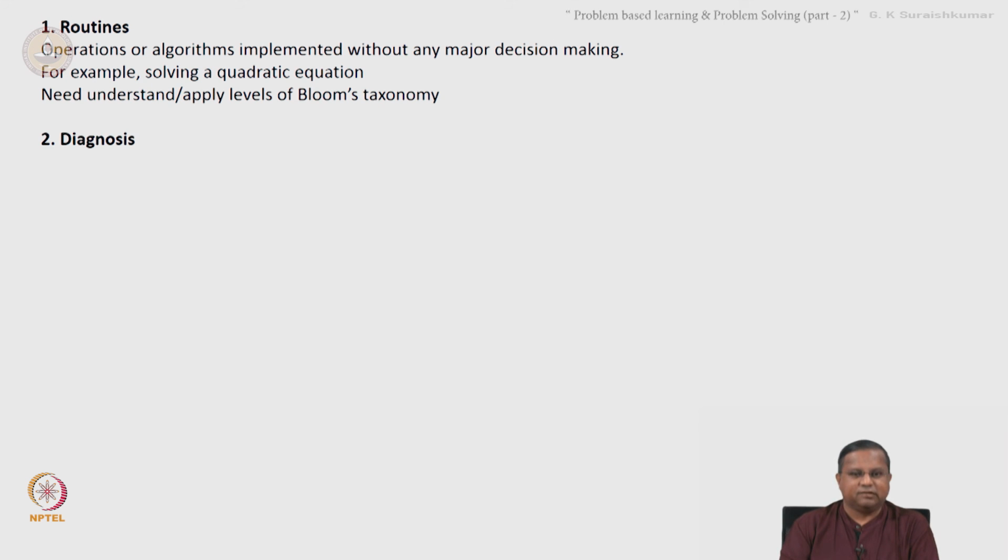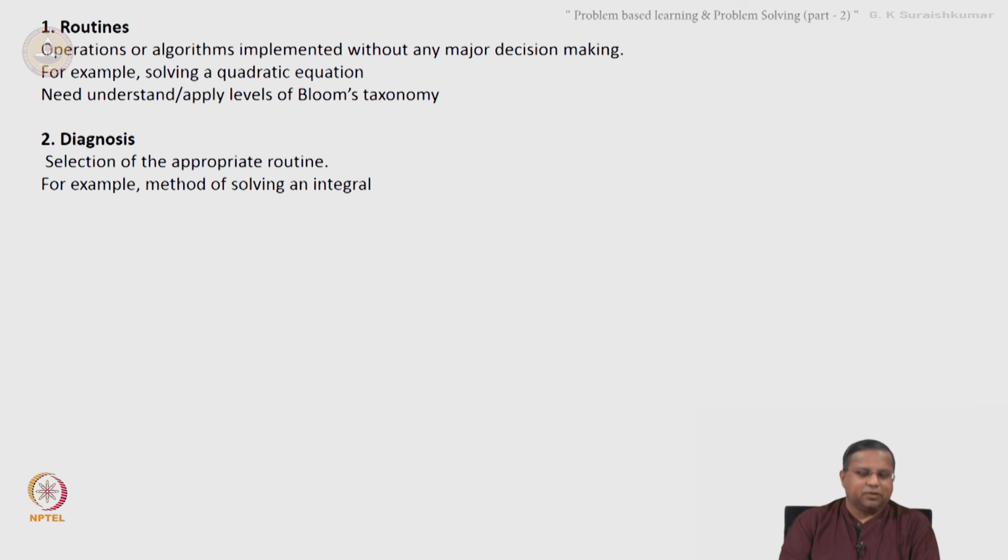The second level is diagnosis. Selection of the appropriate routine is diagnosis. Which routine would you select? You have a suite of procedures, let us say routines. Which one is appropriate for this particular problem? Method of solving an integral could be an example. There could be various methods. Some methods would be preferable to the other methods for a given situation. How would you choose them? And this of course needs the apply and analyze level skills in the Bloom's taxonomy.